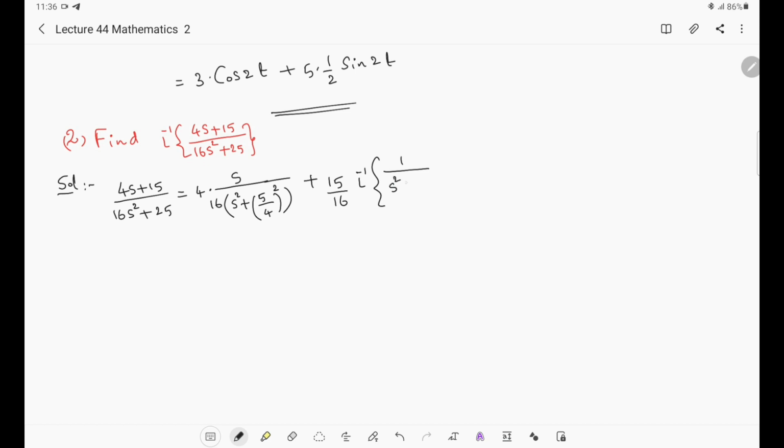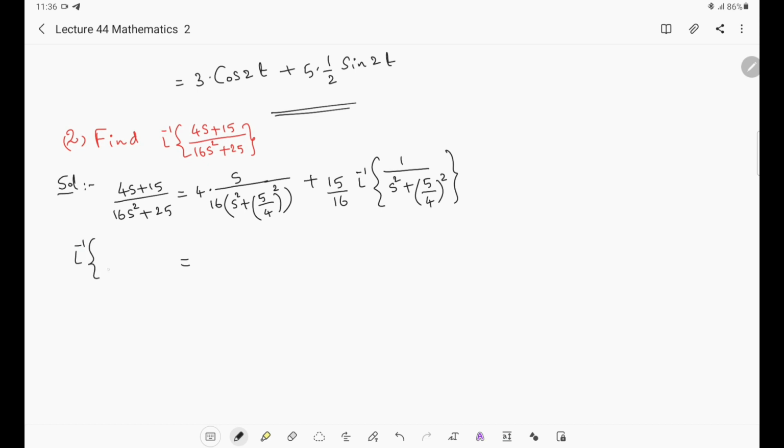15 by 16 into Laplace inverse of 1 by s square plus, again 25 by 16 can be written as (5 by 4) whole square, right? Then what will happen? Now use the same formula, s by s square plus a square. Now apply the Laplace inverse transform.